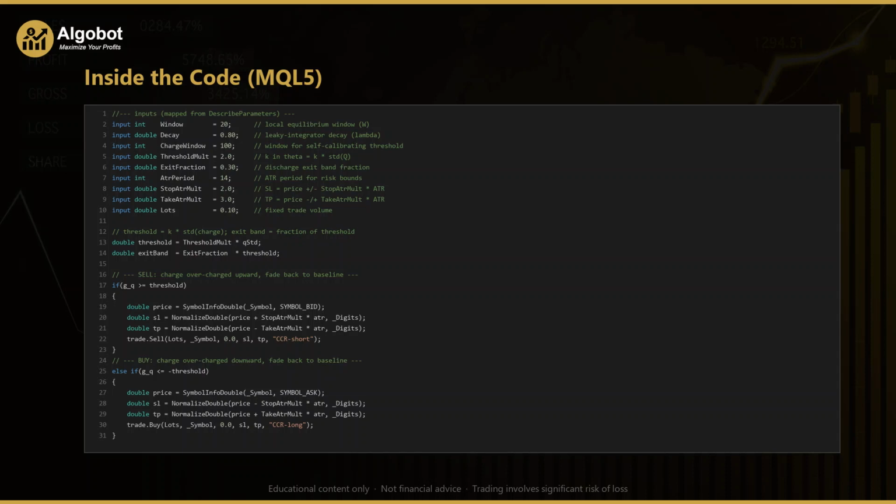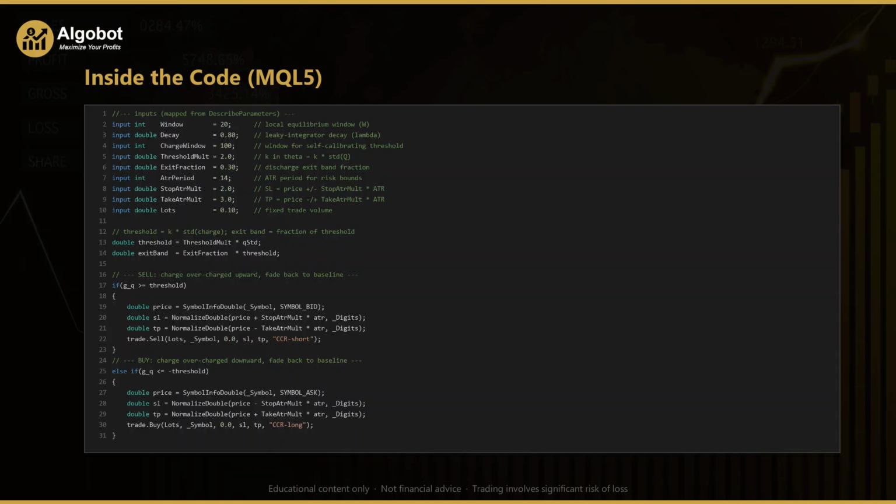If it is, the market is overcharged upward, so the code reads the bid price, sets the stop loss above entry at stop multiple times ATR, sets the take profit below entry at take multiple times ATR, and calls trade.sell to open a short position labeled CC or short.